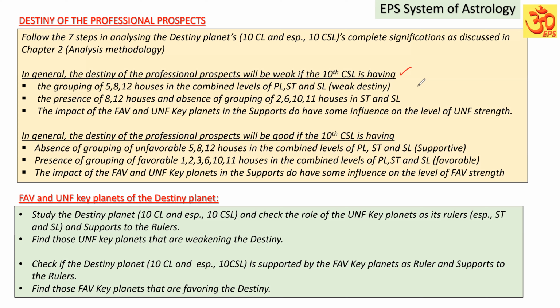For the 10th cuspal sublord and star lord and sublord, in the combined levels, if they are having the 5, 8, 12 grouping of houses, it indicates that the 10th house matters are becoming weaker by the star lord and sublord.